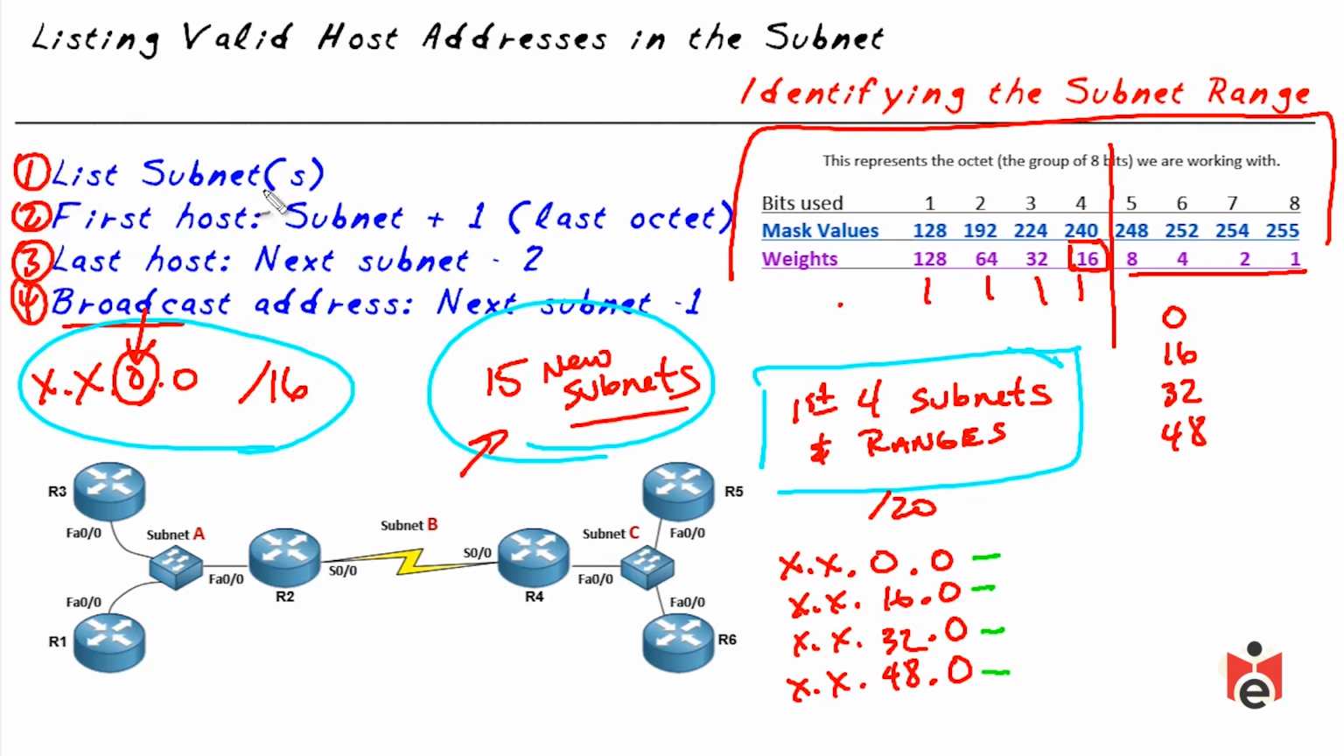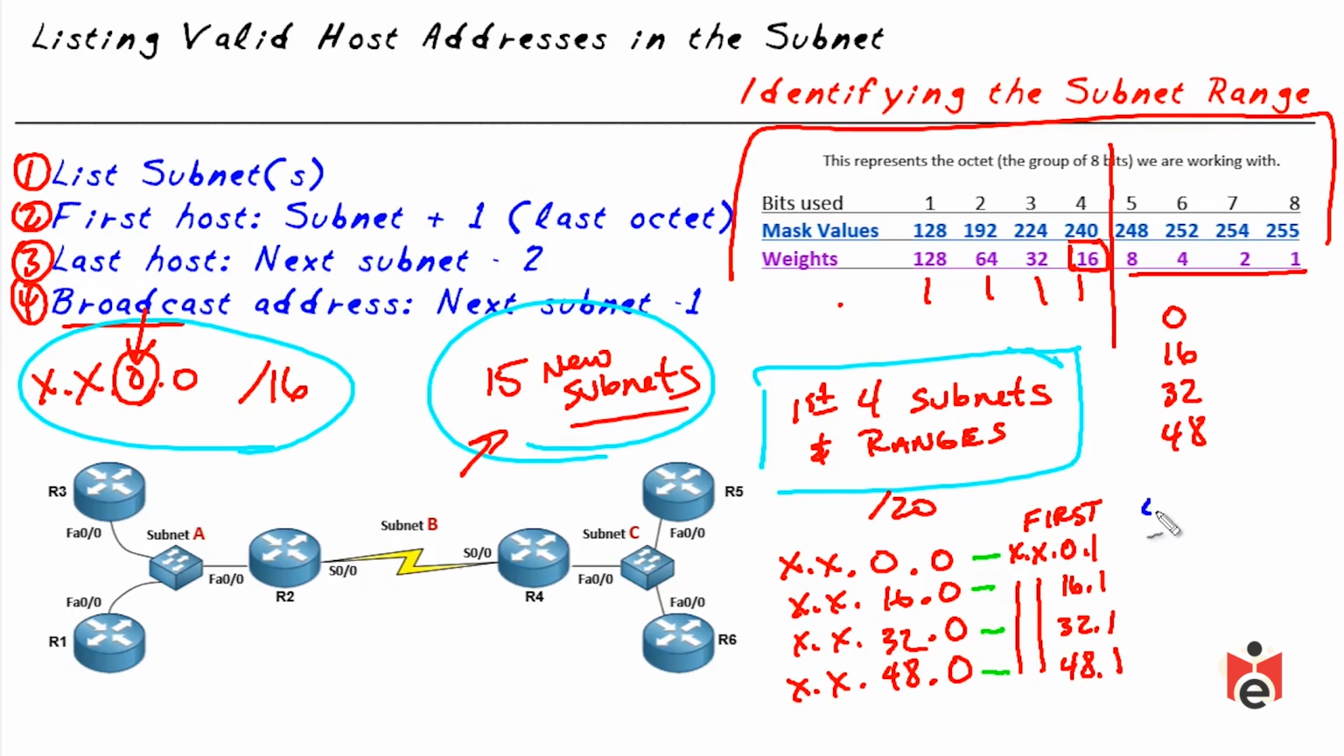Our first task is to list the subnets. Well, here's the first 4. That's done. The first host is going to be the subnet +1, and we add that +1 to the last octet. So this network of x.x.0.0, the first valid host, I'll write first here, is going to be x.x.0.1. That's our first valid address. The first valid host on the 16 subnet is going to be 16.1. The first valid host on the 32 network is going to be 32.1. And the first valid host on the 48 network, you got it, we're just simply going to add 1 to the last octet, 48.1. We've got the first valid IP address on each of those subnets.